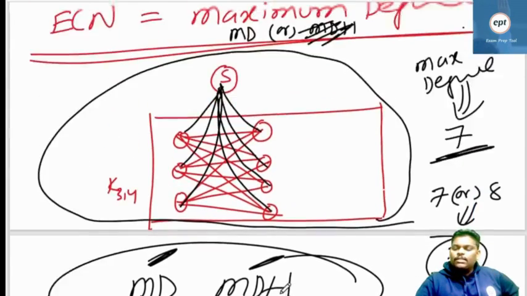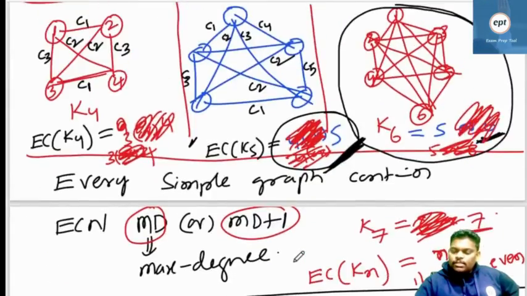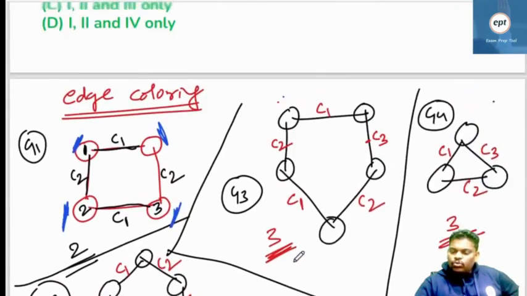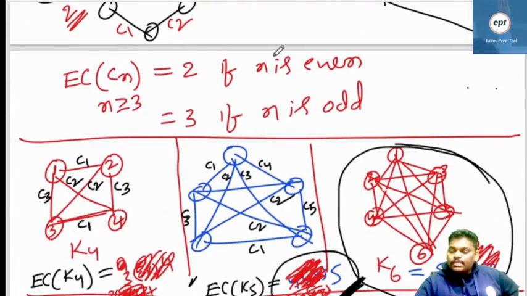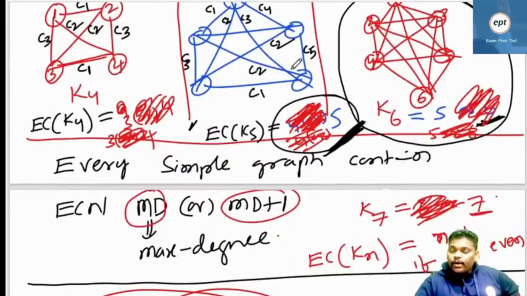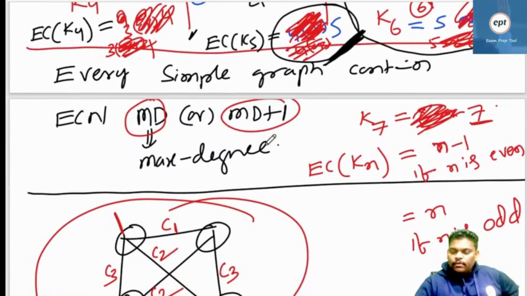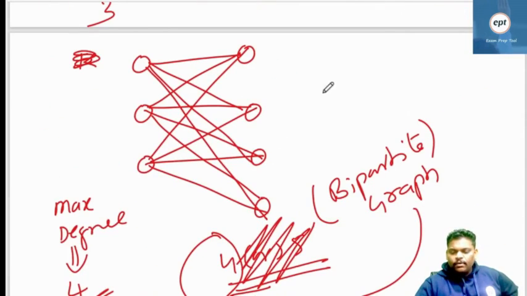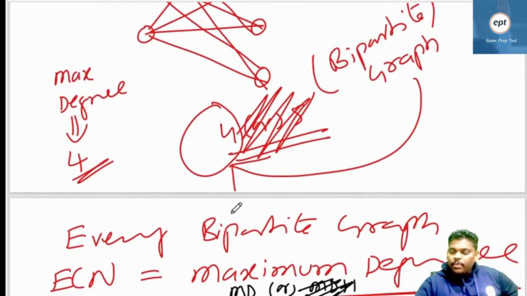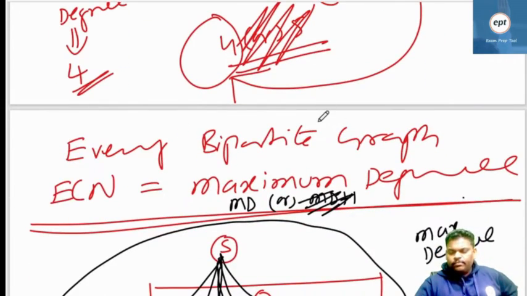So please take care of all these things. If anyone is not getting it, go through all of them one time. First model for cycle graph. Second model for complete graph. So the conclusion is every simple graph contains edge chromatic number either MD or MD plus 1. Next one, further: bipartite graph answer is MD.